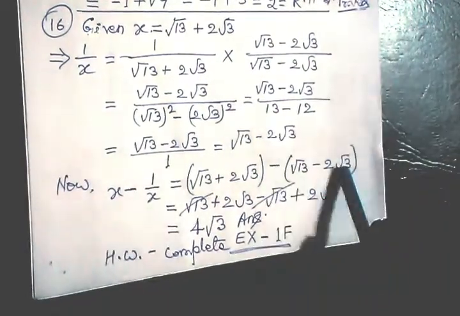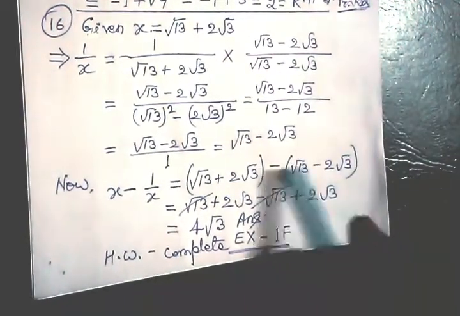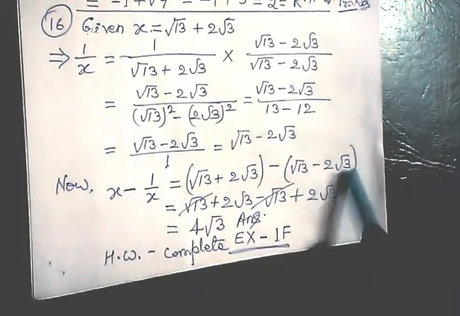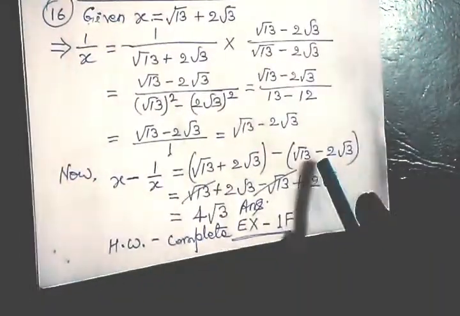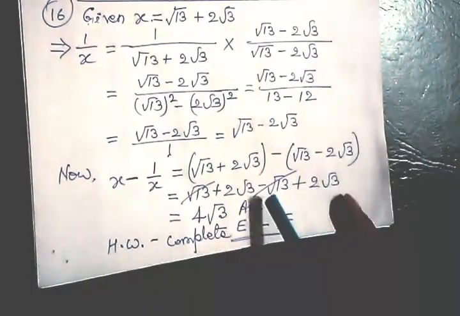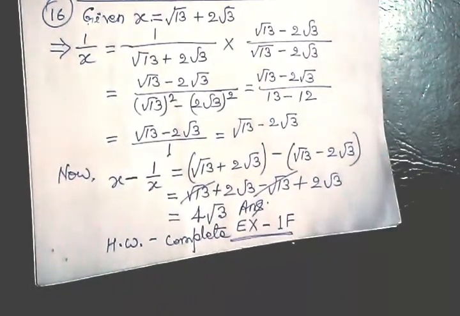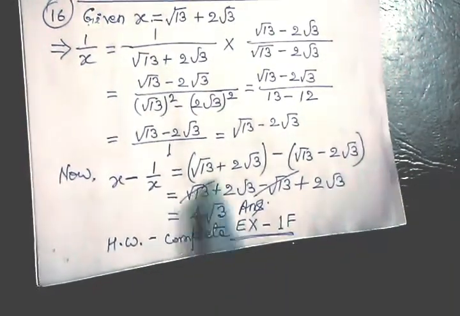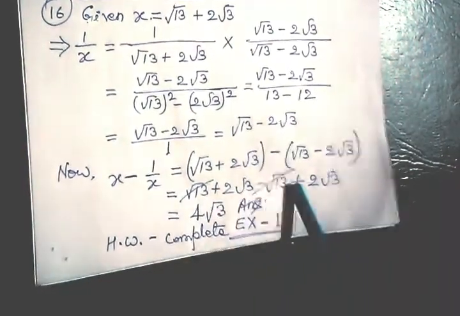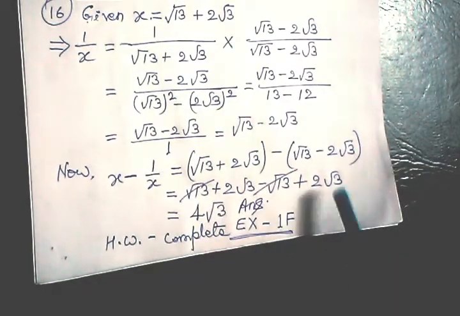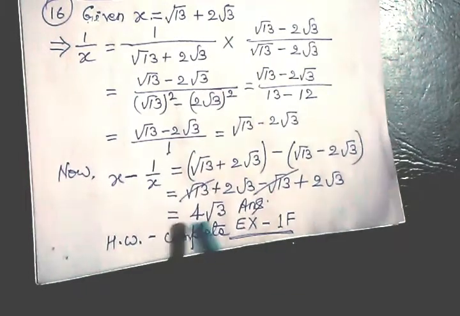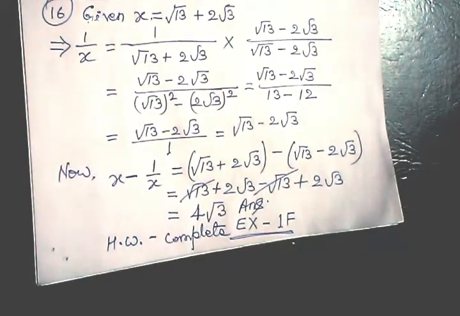Now open this bracket, and this minus will be your plus. So after opening this bracket, you see 2 root 3, it is plus here, and this minus root 13, here it is minus root 13, and then this root 13 plus 2 root 3. So plus root 13 and minus root 13 cancelled. What is left? 2 root 3 here and 2 root 3 here. So total it is 4 root 3. This is the answer for this sum number 16.